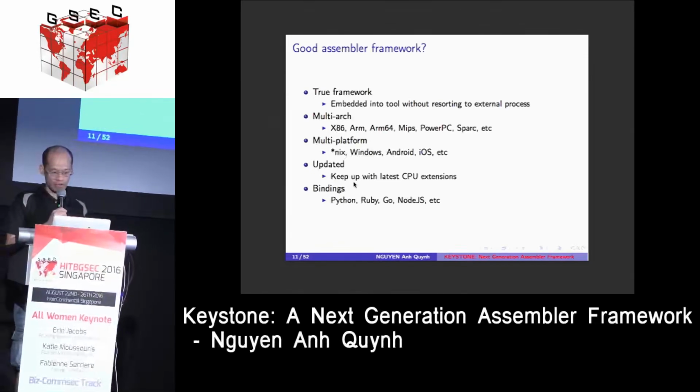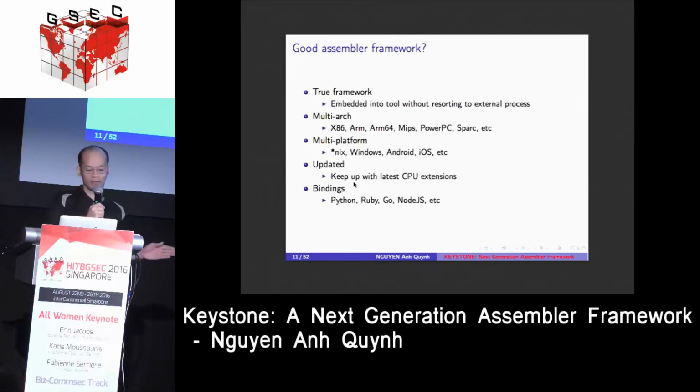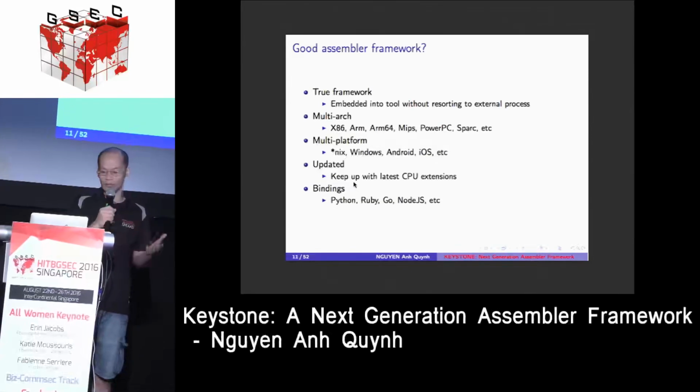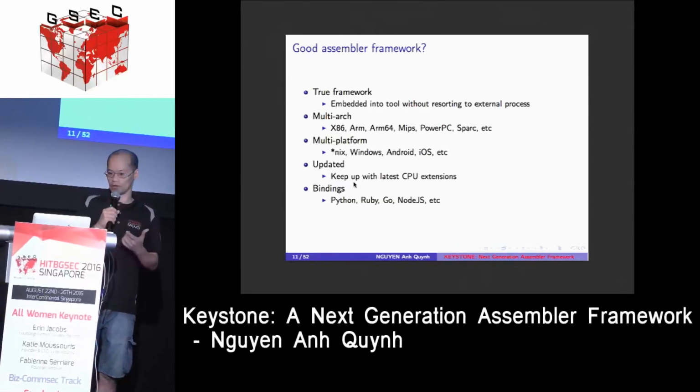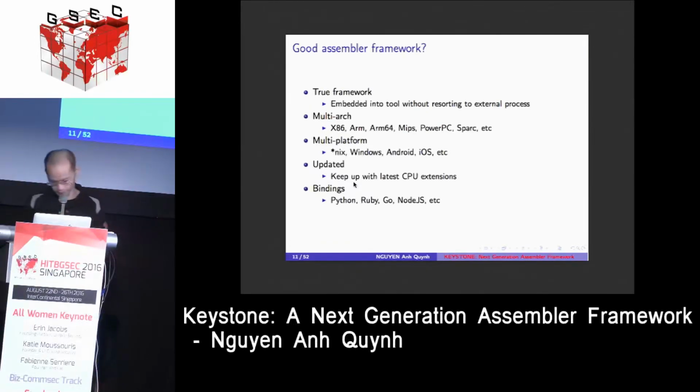A good assembler framework should support multiple architectures, not only Intel, but also ARM, x86, MIPS, PowerPC, Sparc, and so on. It should run on all kinds of platforms: Windows, Linux, Mac, iOS, Android, and everything. It should be updated, supporting the latest instruction set of every CPU. And because people usually build tools not in low-level languages like C, but in high-level languages like Python, Ruby, JavaScript or Go, a good framework should support bindings, so you can build your tools using those languages.